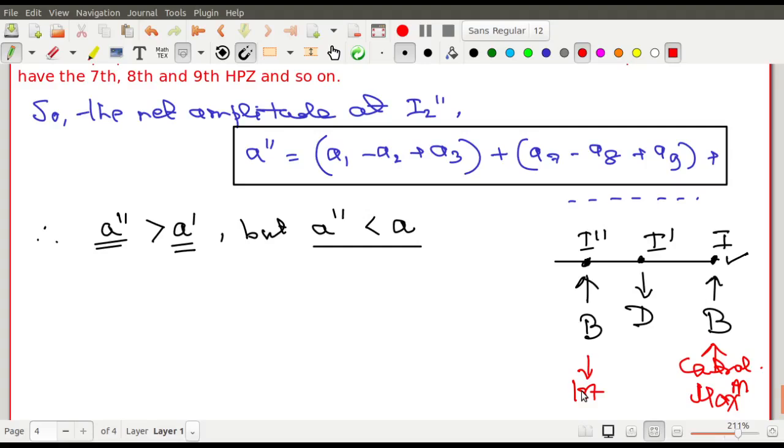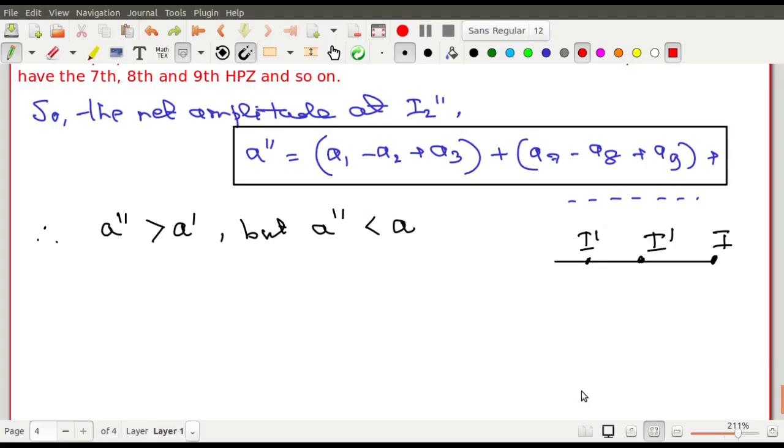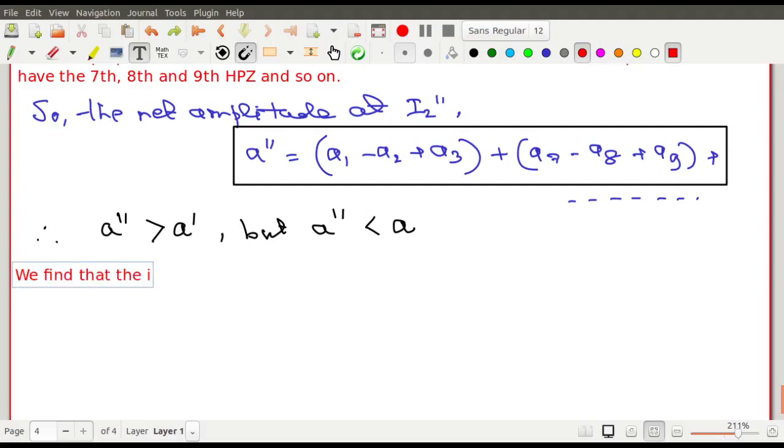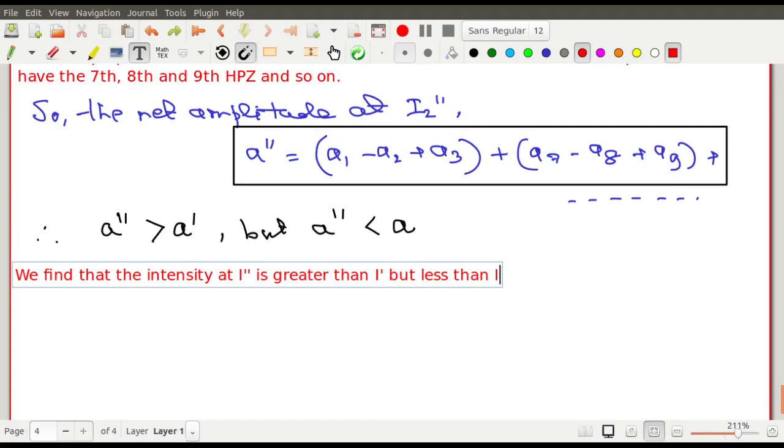So let us now finally conclude the issue. So let me just conclude it. So I write it. So my conclusion is that we find that the intensity at I double dashed is greater than I dashed, but less than I. Okay.